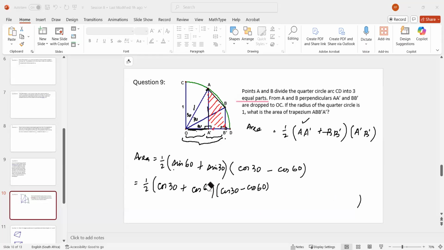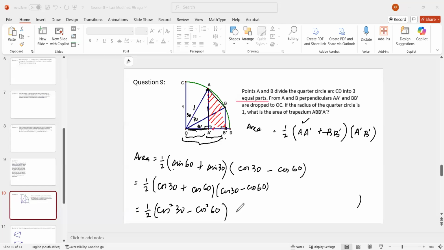And here you see I've got cos 30 plus cos 60 times cos 30 minus cos 60. And that's very nice because that's the difference of two squares. A plus B into A minus B. So this is cos squared of 30 minus cos squared of 60. There's a half outside.